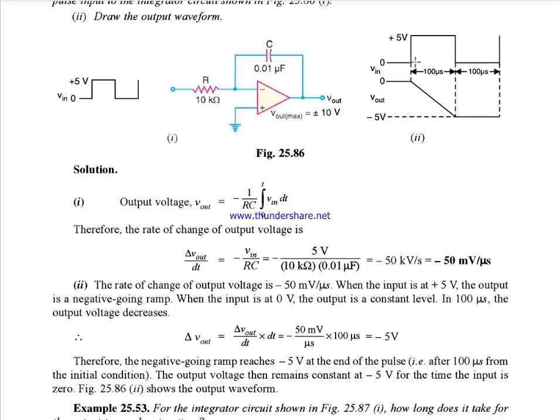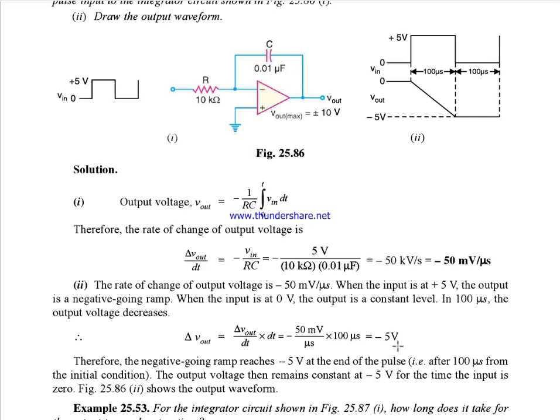So here, since I am taking it as 100 microsecond, either you can directly apply into this equation, or here they have written it as V out is equal to dV out by dt into dt. Okay, so dV out by dt is minus 50 millivolt by microsecond into dt is 100 microsecond is minus 5 volt. Clear?